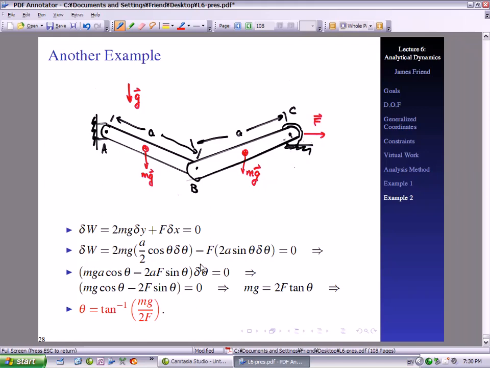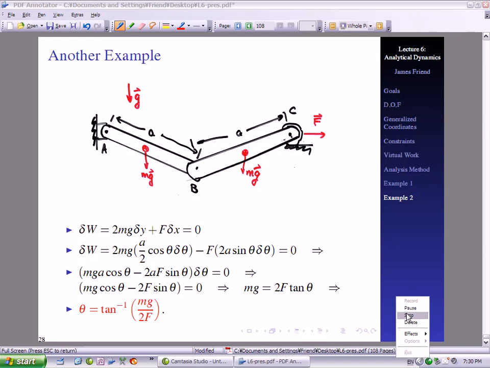Again, we didn't find any constraint forces, but we found the relationship between the weight of each of these bars, F, and the angle theta, the configuration of the system. Okay, so I'm sure that it's probably not all that clear, and I hope that you take the time to actually go through these and see how you go. And we'll look at these together in class.